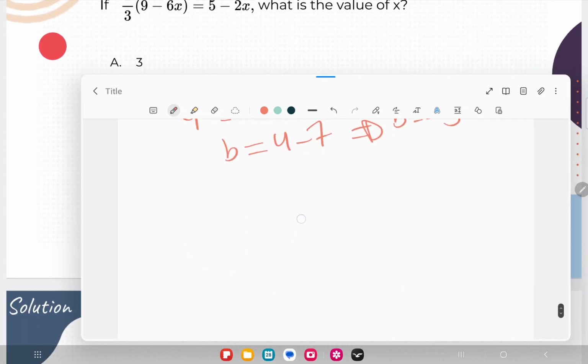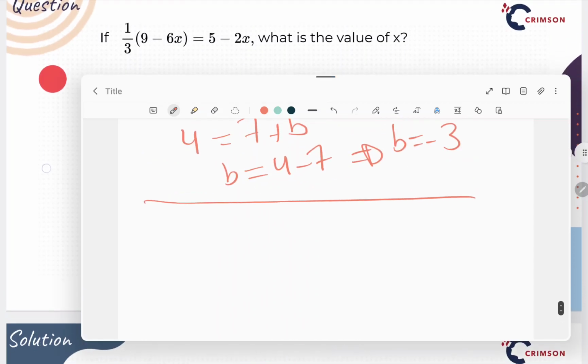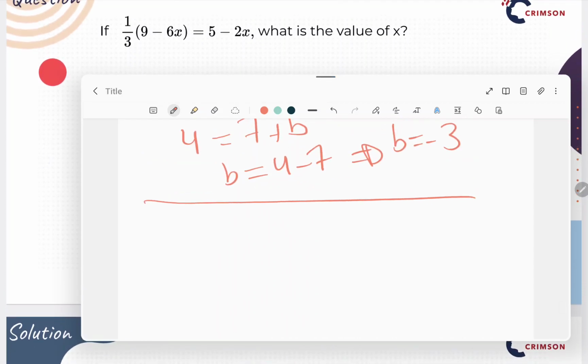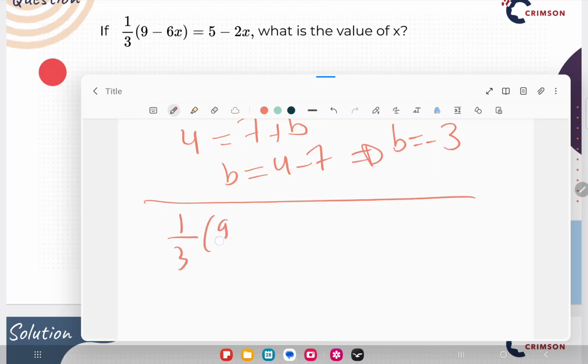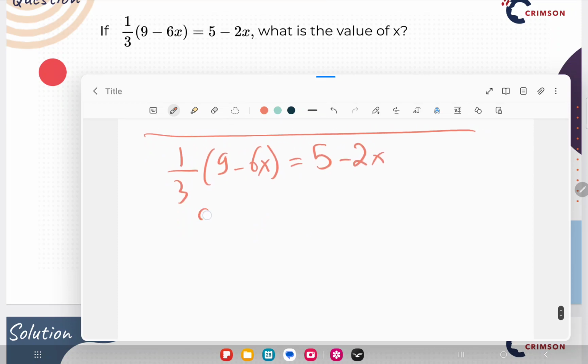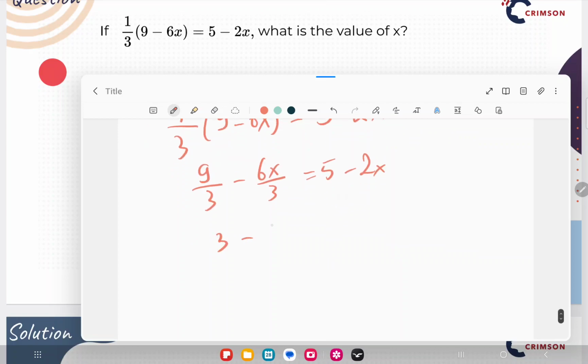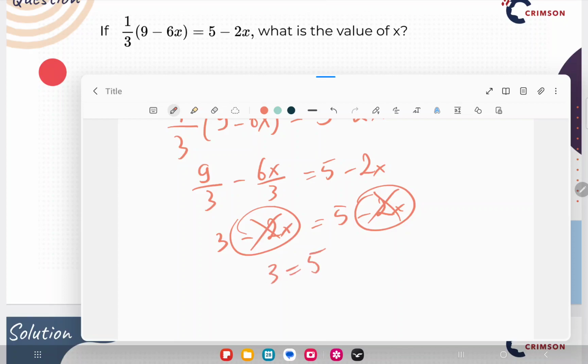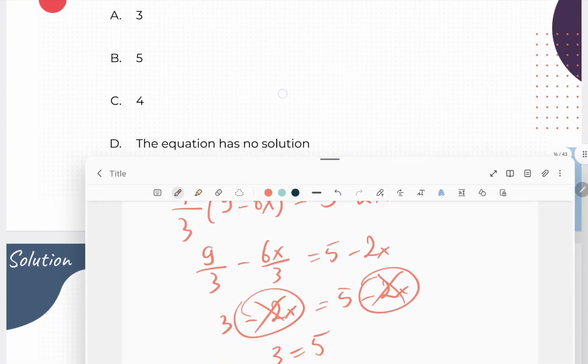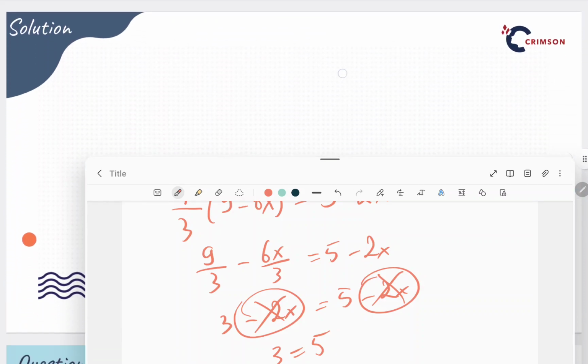Now let us go here. Now they're telling me, what is the value of x? So we're going to be solving 9 minus 6x is equal to 5 minus 2x. So 9 over 3 minus 6x over 3 is equal to 5 minus 2x. So over here it is 3 minus 2x is equal to 5 minus 2x. Minus 2x and minus 2x cancel out. I'm left with 3 is equal to 5. So if 3 is equal to 5, it's not true, so the equation has no solution.